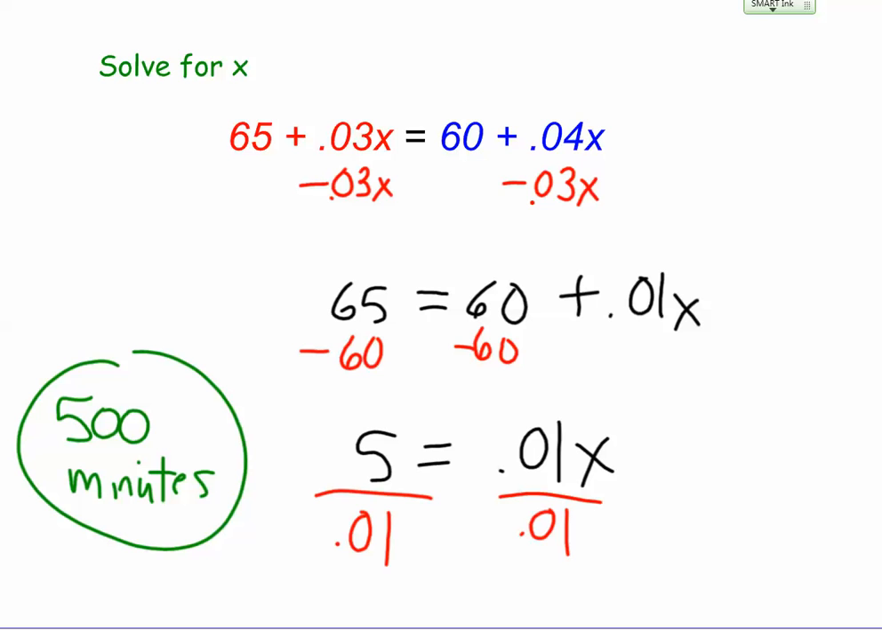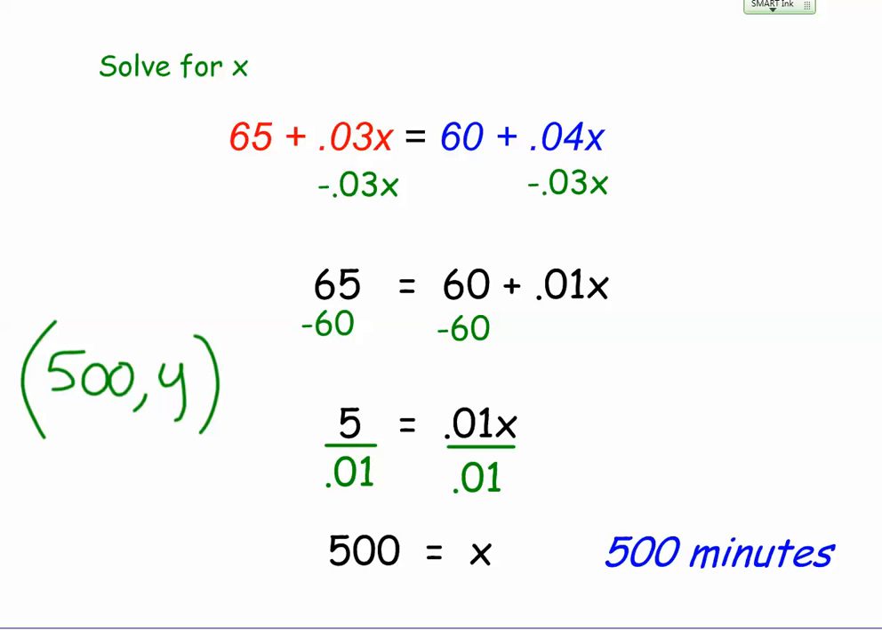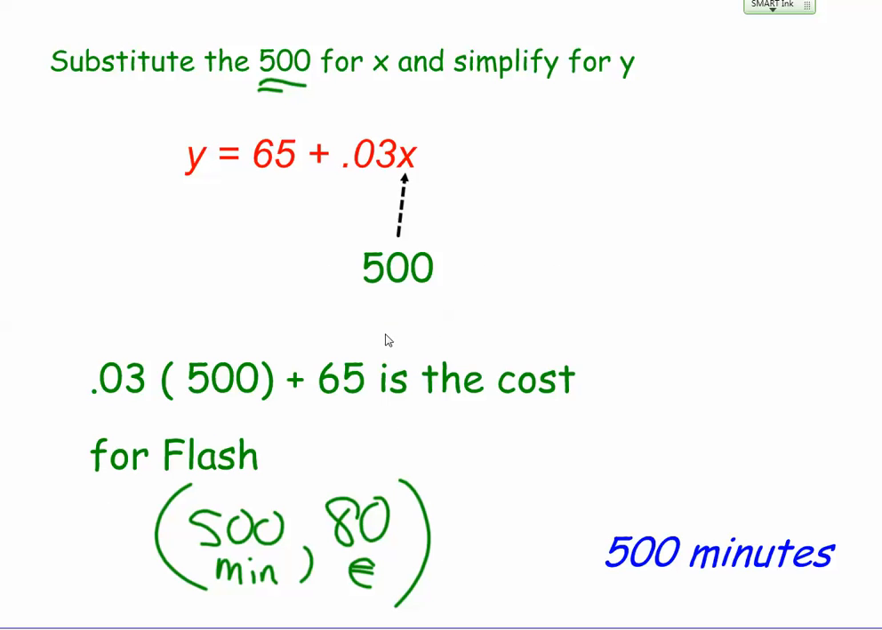But we also want to know how much it would cost. So in order to find out how much it would cost, we simply substitute 500 for x and simplify to find y. So out comes x, in goes 500. Here's where x was. I do 3/100 times 500, which is 15, and I add 65. 15 plus 65 is 80. So at 500 minutes, Flash costs 80 euros.